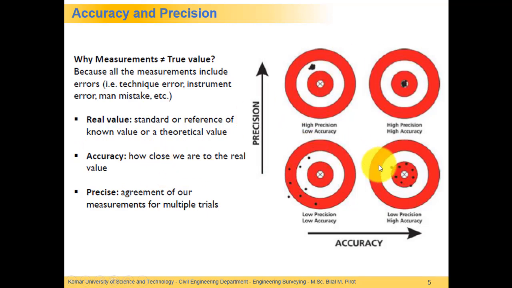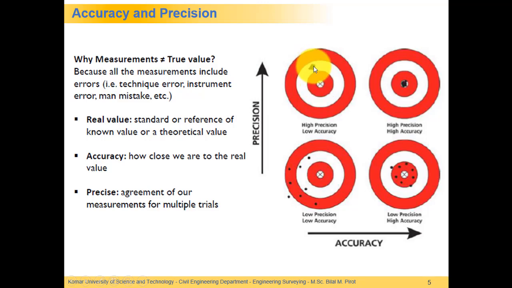So for example, in this picture, if the real value is the center of the circle, you should measure exactly the data that is located in the center of the circle. When you are deviating from this center, it means your accuracy is low. As you see in this picture, we have many data. All the data has been deviated from the center of the circles.